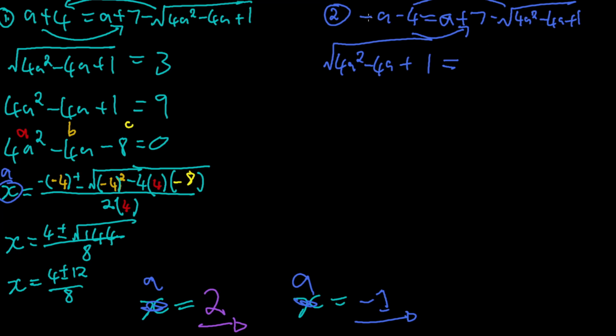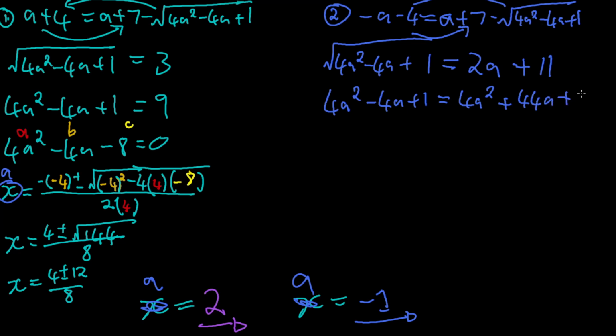Anyways, so negative a, then you add a, so that becomes 2a, and then 7 plus 4 is 11, so 2a plus 11. Then you square both sides, which becomes 4a squared minus 4a plus 1 is equal to, this squared would be 4a squared plus 44a plus 121. Then, as you can see, you've just got two sides with the exact same variables, and these two cancel out each other, because if you minus 4a squared from both sides, then they disappear.